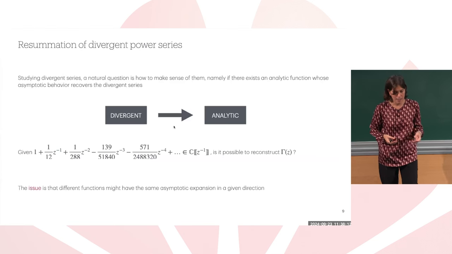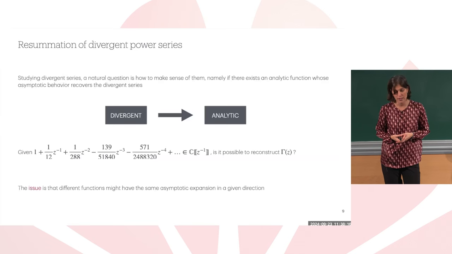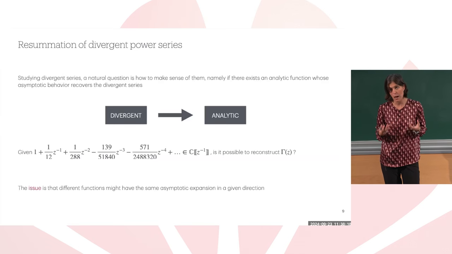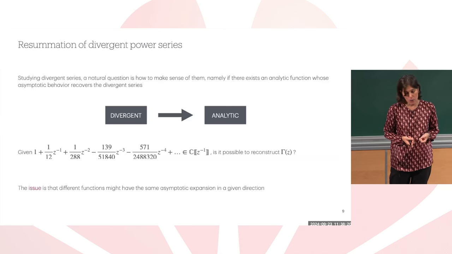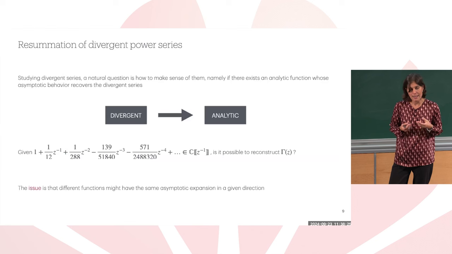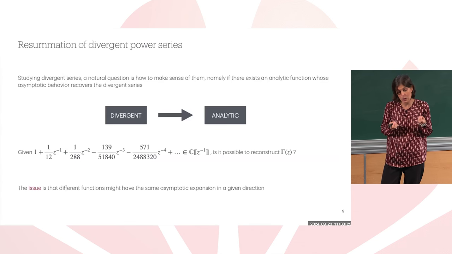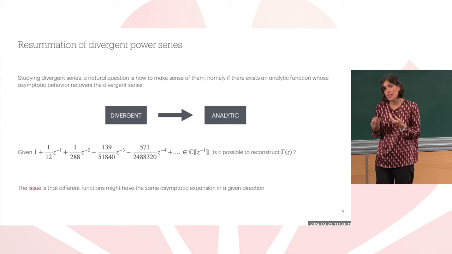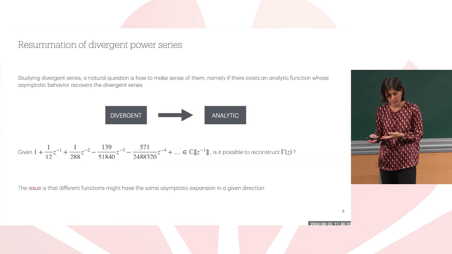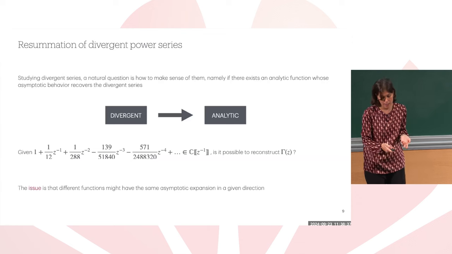And you may ask a similar type of question every time you have a divergent series. This is the idea of resumming the series. Now, there is a problem: if you look at asymptotic expansions, in a certain way you are losing some information, because different functions might have the same asymptotics in a certain direction. So a priori, this question is highly non-trivial.